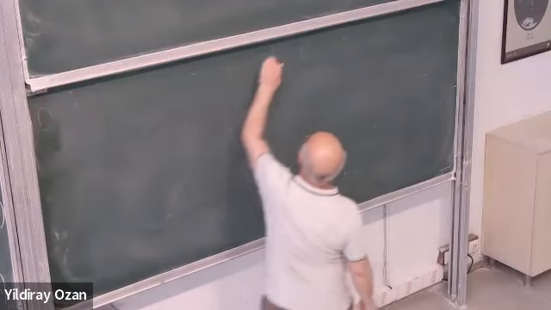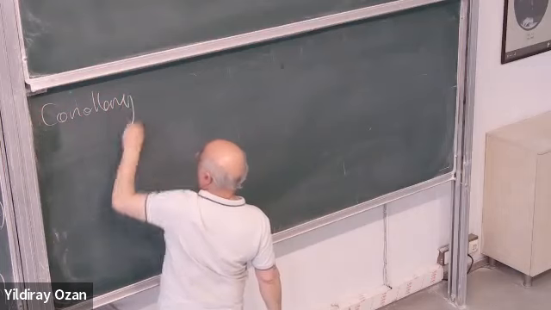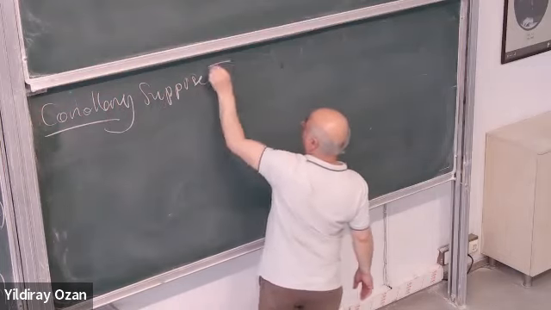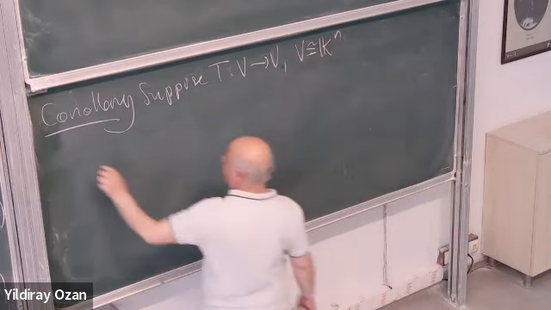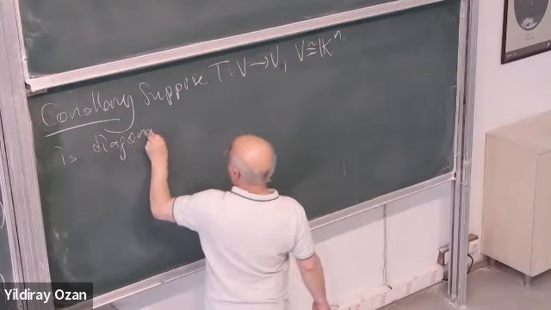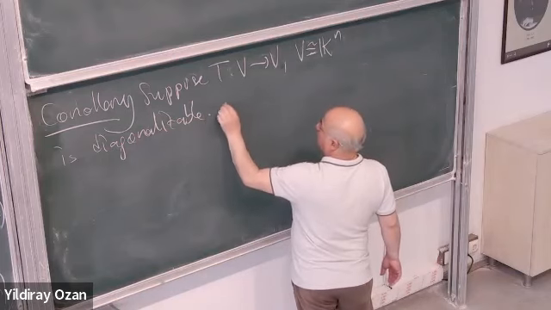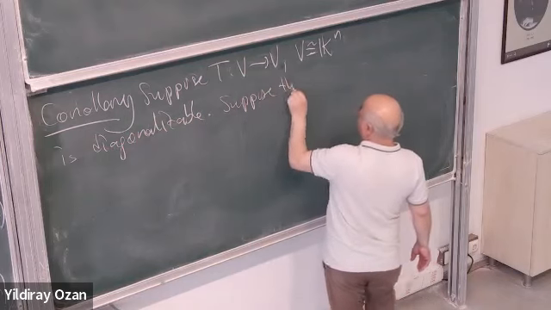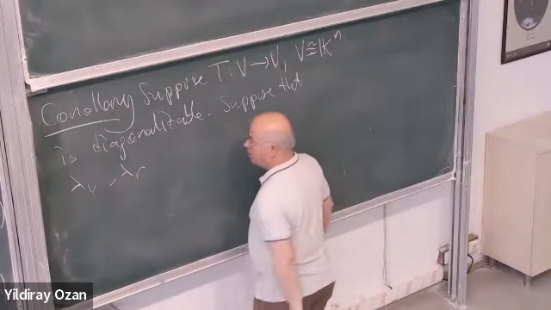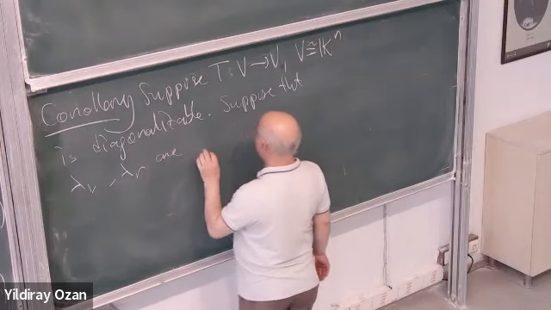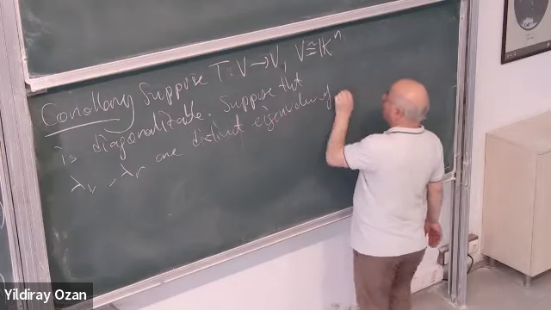As a corollary of this, so this finishes the proof. As a corollary, suppose T from E to E, that is isomorphic to E to the power n, is diagonalizable. Suppose that lambda 1 up to lambda r are distinct eigenvalues of T.